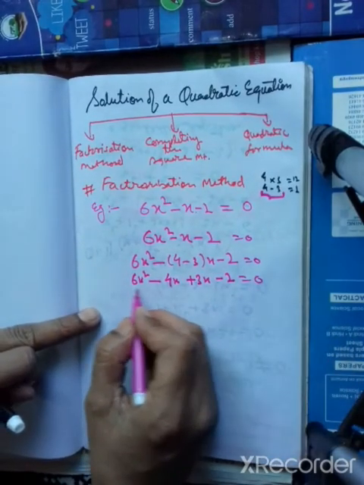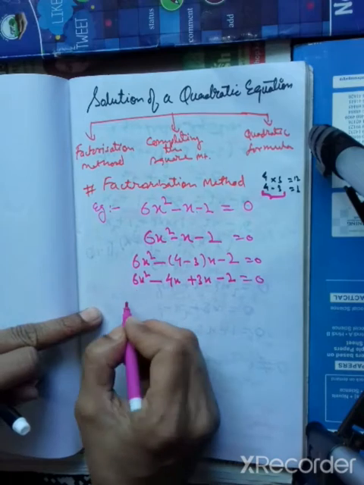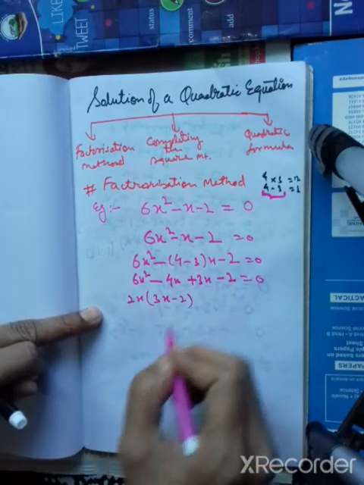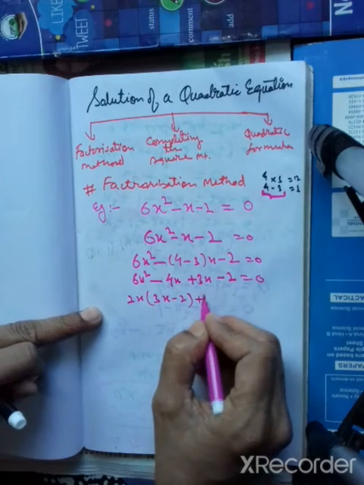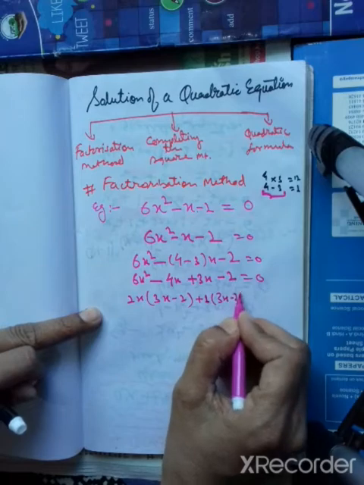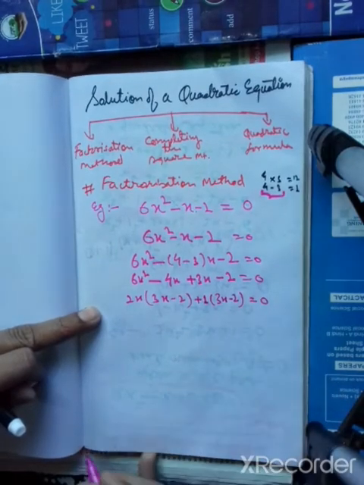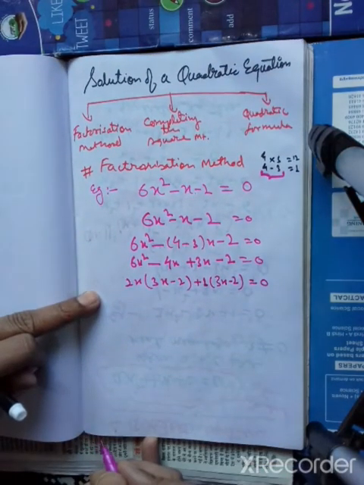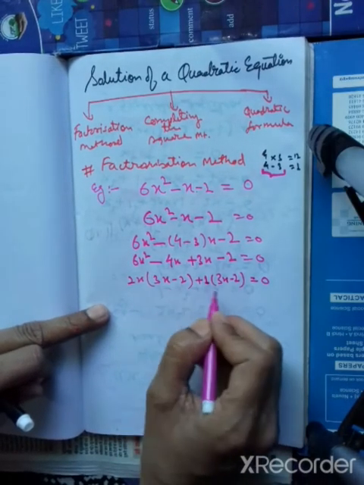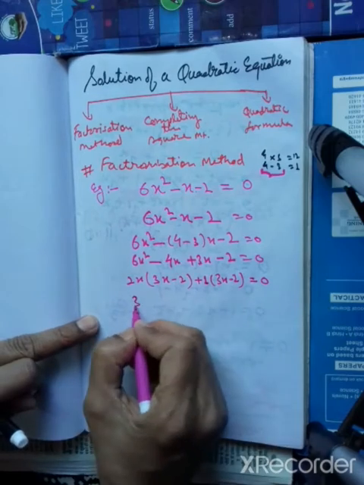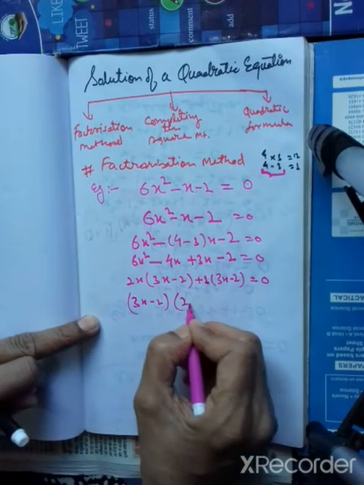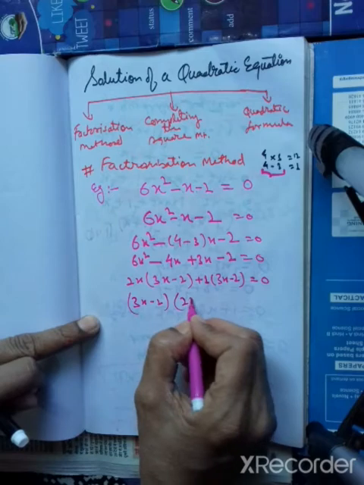So from first two terms we can take common, that is 2x. So 2x into 3x minus 2 is 6x square minus 4x, plus here you cannot see anything common, so take 1 common, 3x minus 2 equals to 0, right? Then 3x minus 2 is same, so it means we are doing right. So we can take 3x minus 2 common. Taking 3x minus 2 common, so what we'll have here? 2x plus 1 equals to 0.